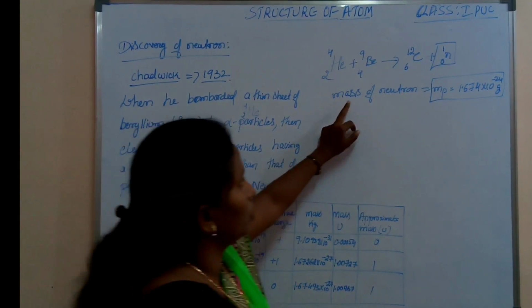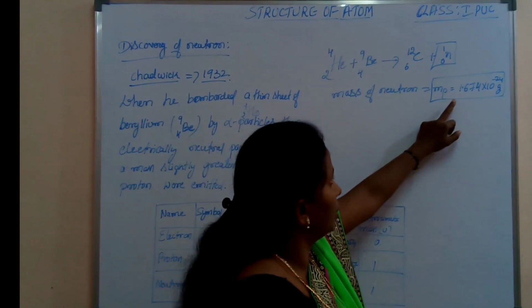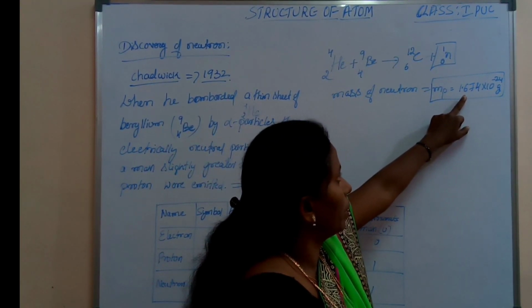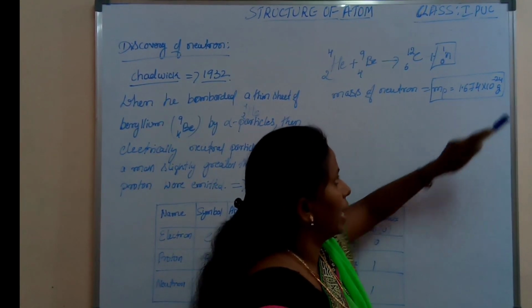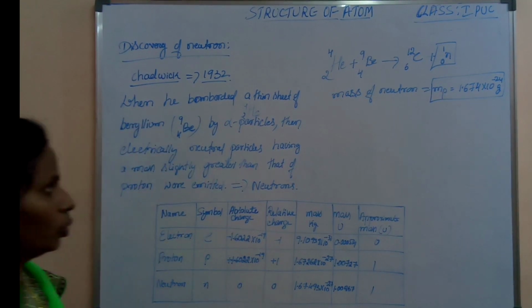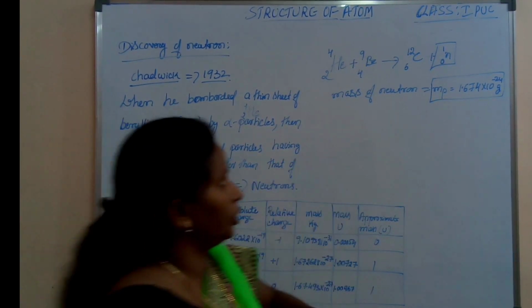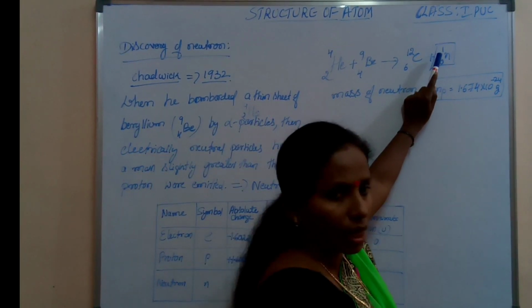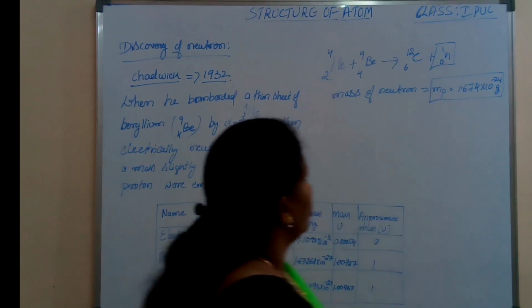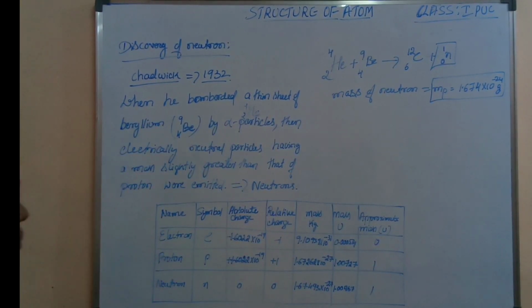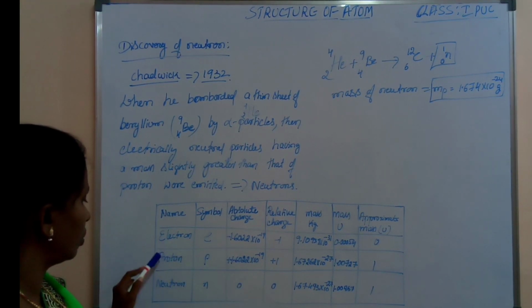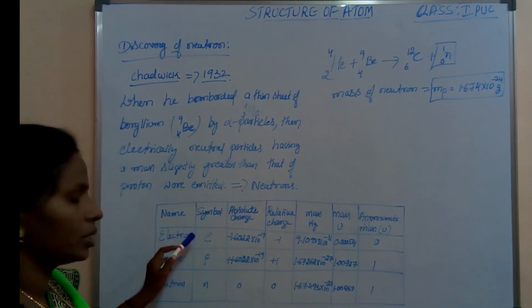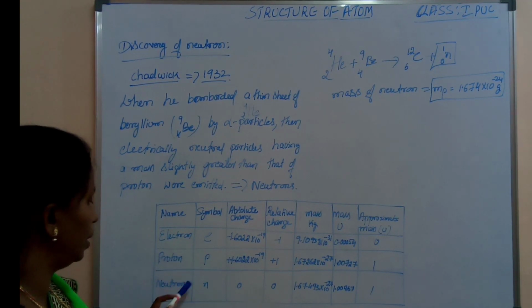The mass of the neutron is determined to be 1.674 × 10^-24 grams. It is electrically neutral. Here I can summarize all the fundamental particles: electron, proton and neutron. The symbol for electron is e, proton is p, and neutron is n.